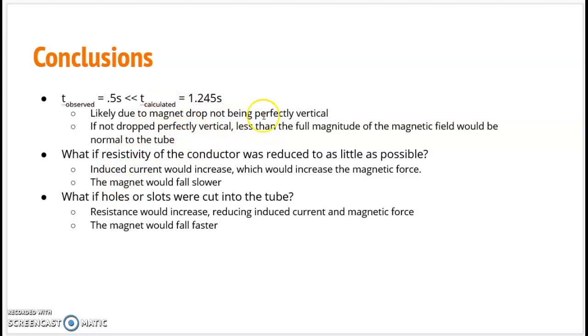And just to answer some of the other questions: if resistivity was as little as possible, because we know I is EMF over R, as R approaches 0, I would approach infinity, so this would cause the induced current to increase, which would then cause the magnetic force to increase, resisting it, so the magnet would fall much, much slower.